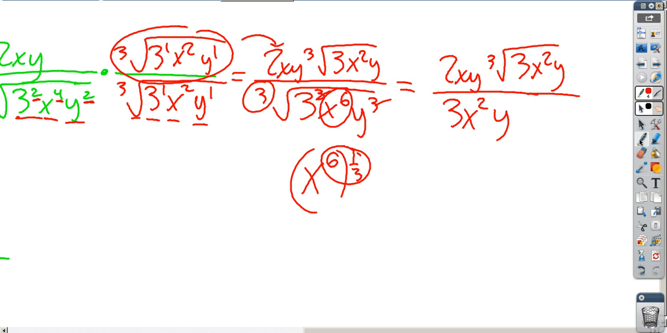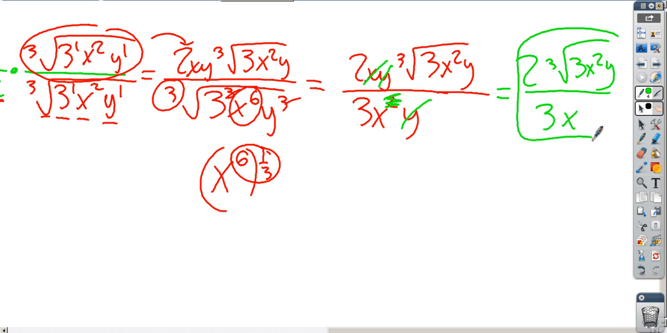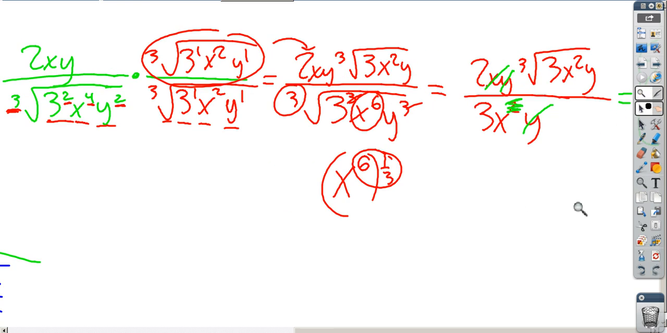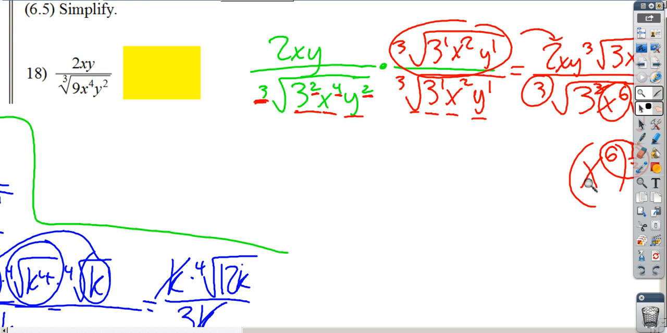Is there anything we can simplify here? There is. We can cancel out these y's right here. We can cancel that x right there and one of the two x's down here. So our final answer would be 2 times the cube root of 3x squared y over 3x. And that should be the answer. Let's double check that we get 2 times the cube root over 3x. So we get 2 times the cube root over 3x.